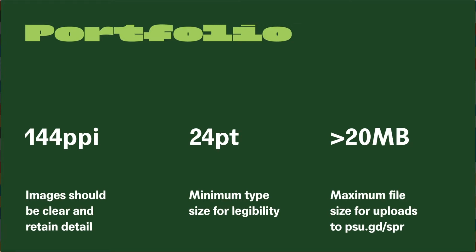24 point is about the sweet spot for body type that we have seen as we've looked through these. So really use that as a marker. You can maybe make some of your type a little bit smaller than 24 point, but your body type should be 24 point. And of course, you can make other type larger than that. Just try to make sure that type doesn't take over your whole portfolio.